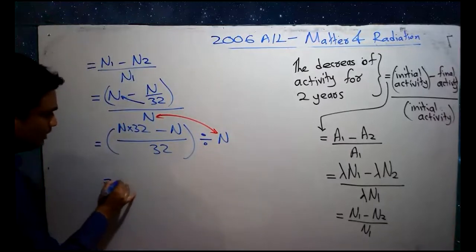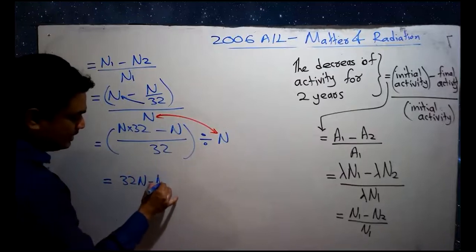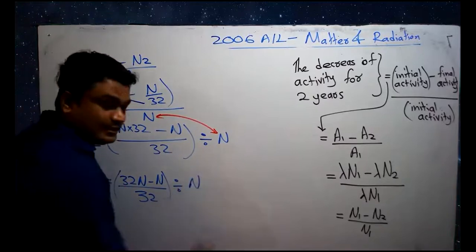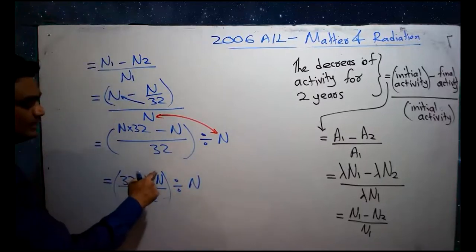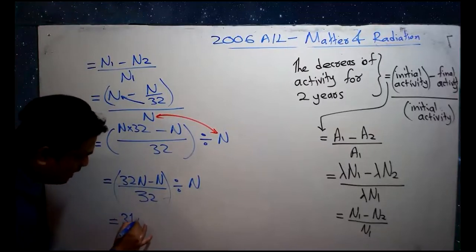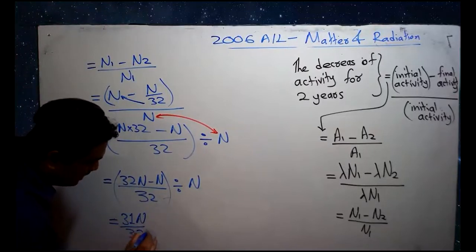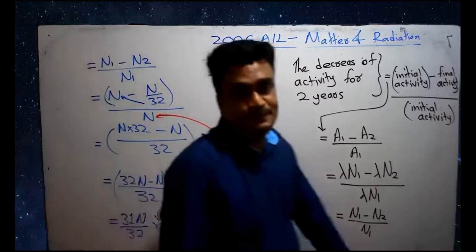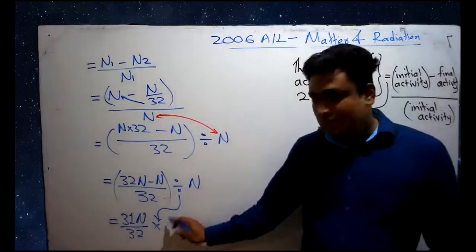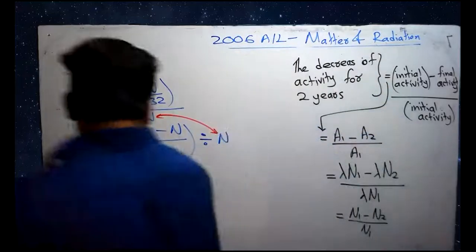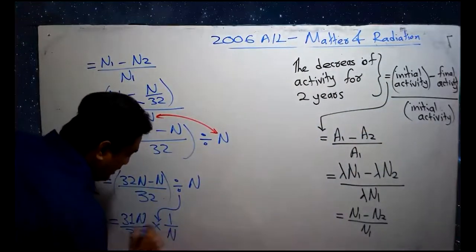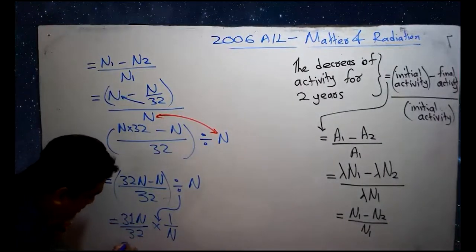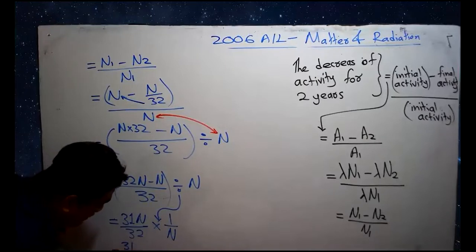Now here we have 32 times n minus n, divided by 32, divided by n. 32 minus 1 is 31. So 31n divided by 32. The division becomes multiplication when you take the reciprocal. This division will be multiplication when you get the reciprocal of capital N, so that will be 1 over capital N. Now this N and this N cancel out. Finally, you get the answer as 31 over 32.